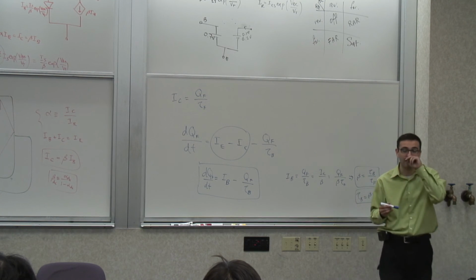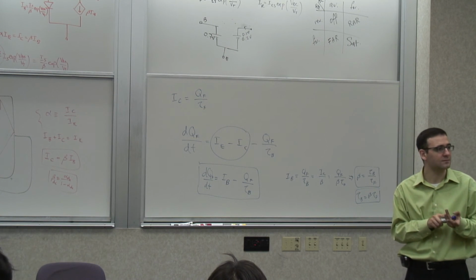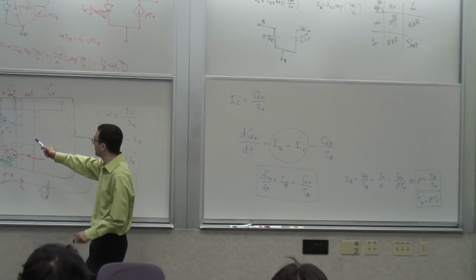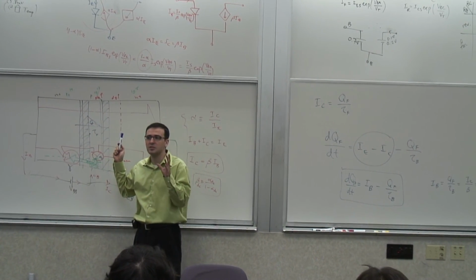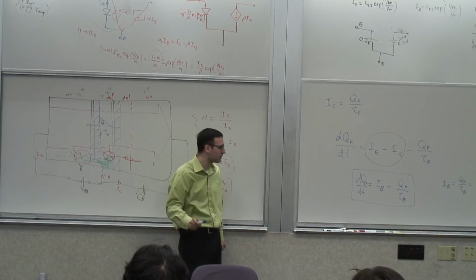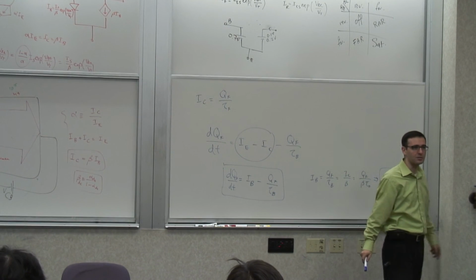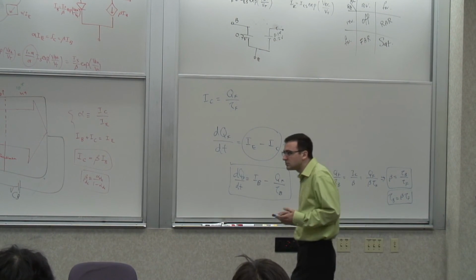So I don't even need to give you tau B. If I give you beta and tau F, the forward transit time, the average time it takes an electron to get from here to there, that's an important parameter in the transistor, by the way, which determines its speed. You want tau F to be as small as possible. But if you know tau F and you know beta, you can calculate tau B. Okay? So that's one thing.